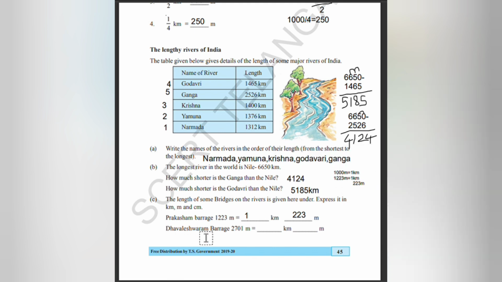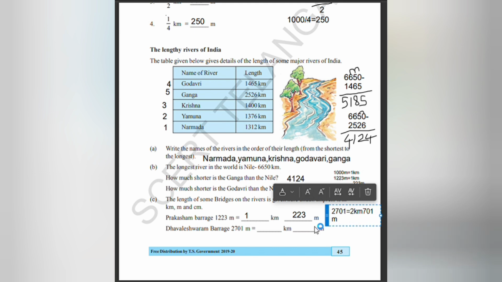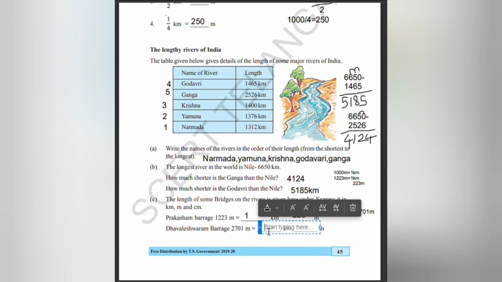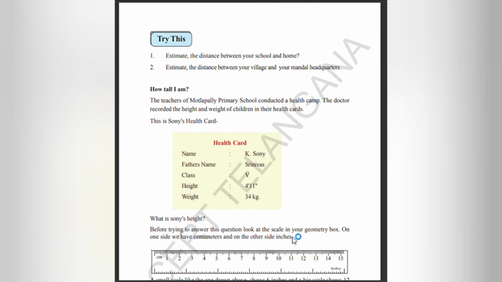Then what is here? Dhavaleshwaram barrage 2701 meter, and that is also to be converted. What we have to do here? 2701 meter is equal to 2 kilometer 701 meter. Okay, like this also write here 2 kilometer 701 meter. Then estimate the distance between your school and home.